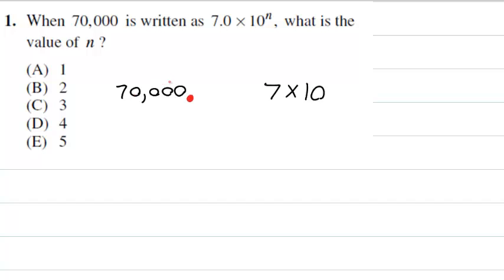If I'm dealing with really big numbers, in scientific notation, that's a positive exponent. Really small numbers would be a negative exponent. But to get 70,000 to turn into 7, how many times do I need to move the decimal? 1, 2, 3, 4. So I need to move it 4 spaces over. So it's 7 times 10 to the 4th.